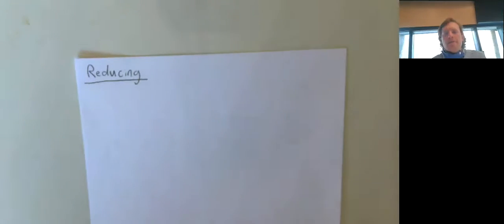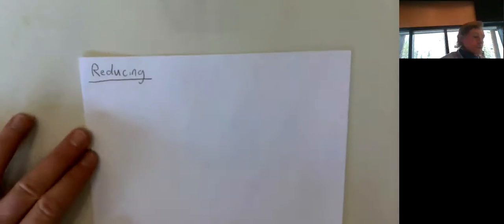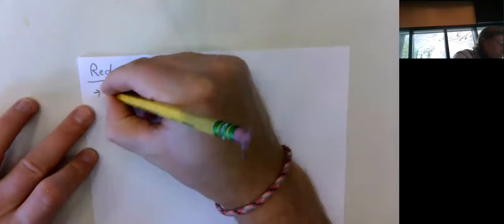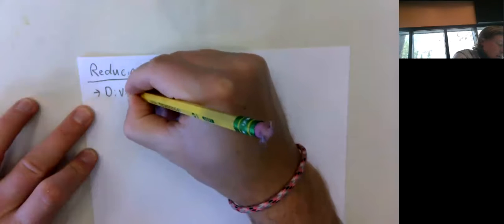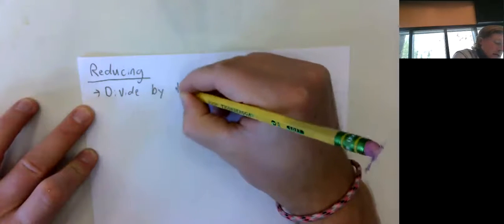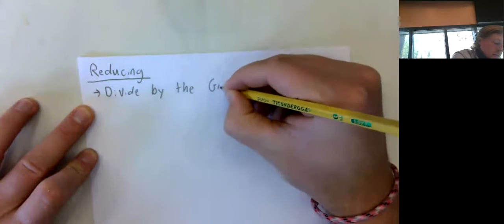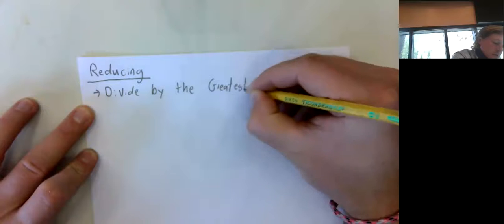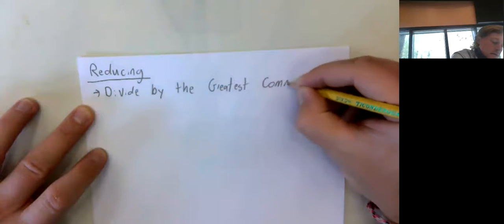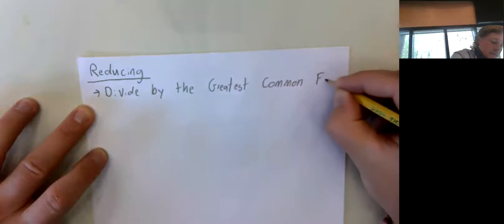All right, team, in this video, I'm going to go over how to reduce fractions and how to convert improper fractions to mixed numbers and mixed numbers to improper fractions. So when we are reducing fractions, we're looking to divide by the greatest common factor.